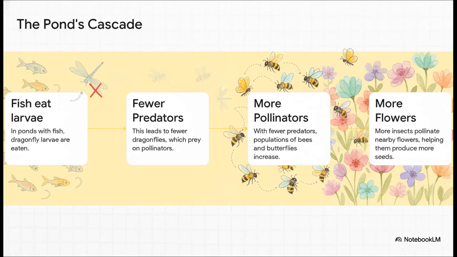It turns out it's this incredible domino effect. Ready? The fish in Pond A were eating dragonfly larvae living in the water. Fewer larvae meant fewer adult dragonflies could grow up and fly around. And what's a dragonfly's favorite snack? Bees and butterflies. So with fewer dragonflies hunting them, the pollinator population just exploded, which of course led to more flowers getting pollinated and absolutely thriving.